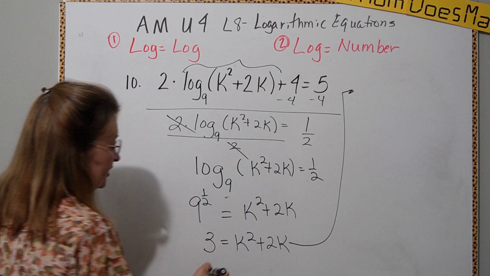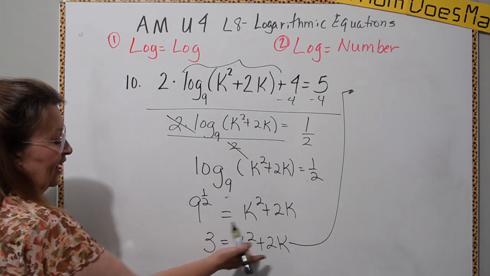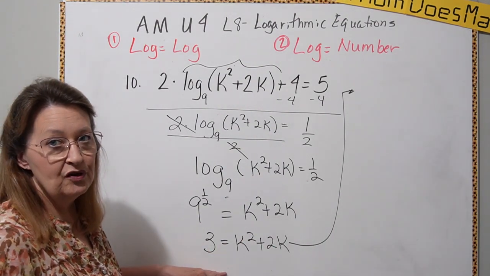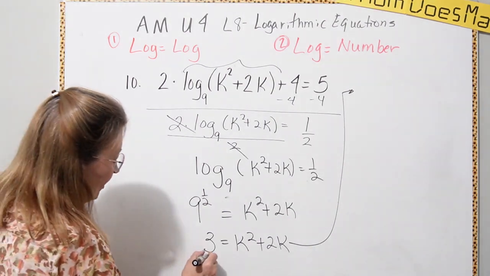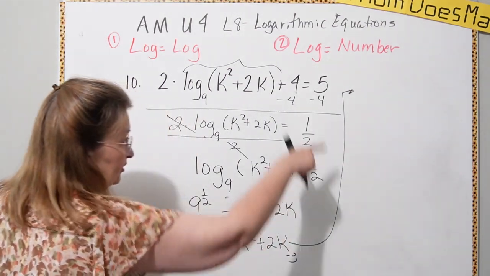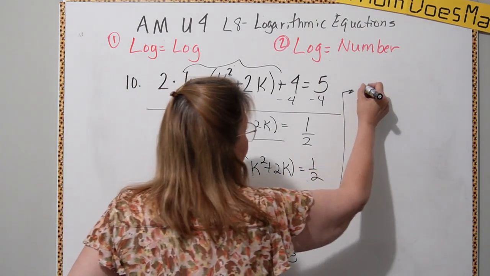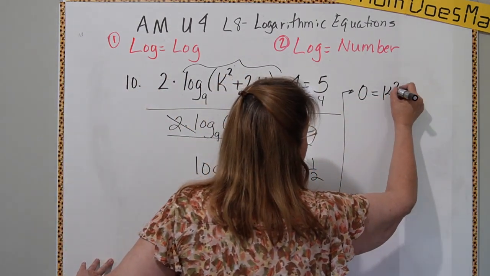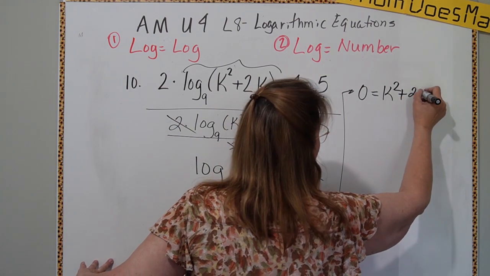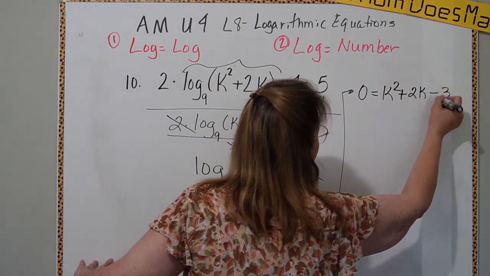All right, let me come up here to continue working. Now you're ready to just solve the equation, and you see you have a quadratic. So let's subtract 3 from each side before I move up here, and that is going to start me off over here with 0 is equal to k squared plus 2k minus 3.